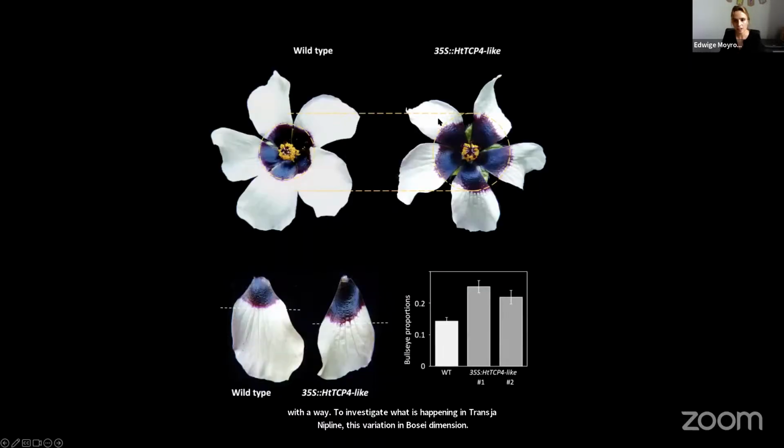So we obtained this line with a bigger bullseye when we constitutively overexpress a transcription factor from the TCP family. And what we found is that in this line, the pre-pattern is unaffected. The bullseye boundary is specified at the same position as in wild type.